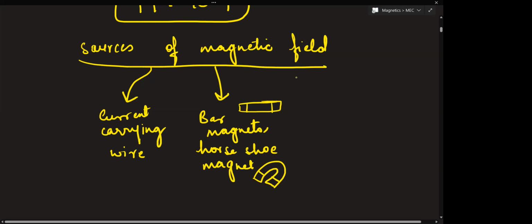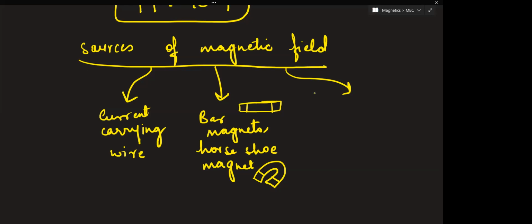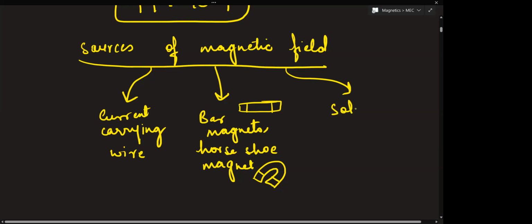Then you have something in your syllabus which you will be studying, where coils are created and a bar magnet is inserted. That creates magnetic field. That device is known as a solenoid. The solenoid is also there in your syllabus.